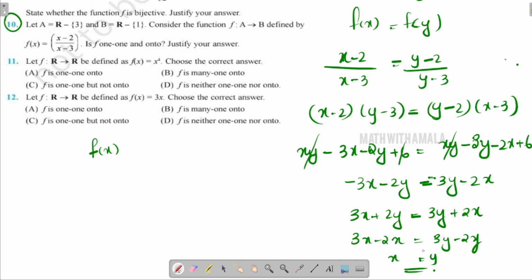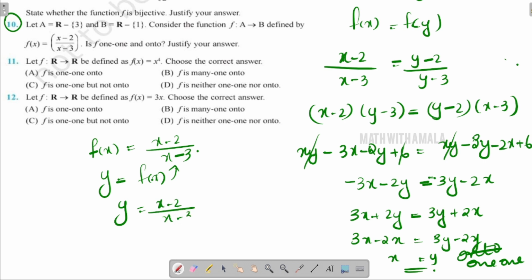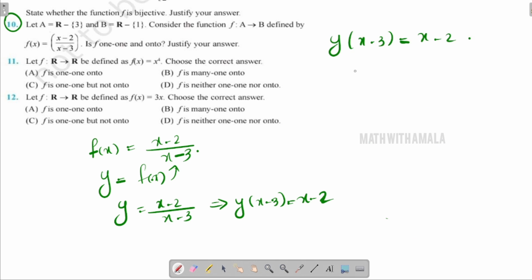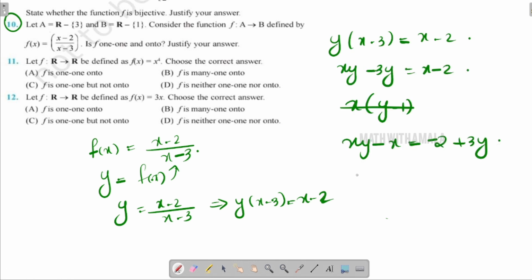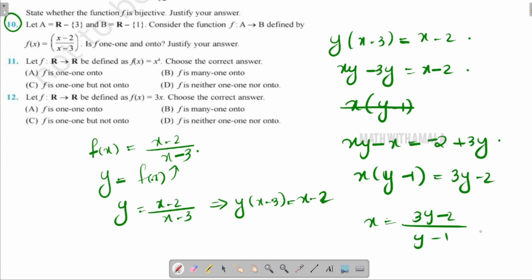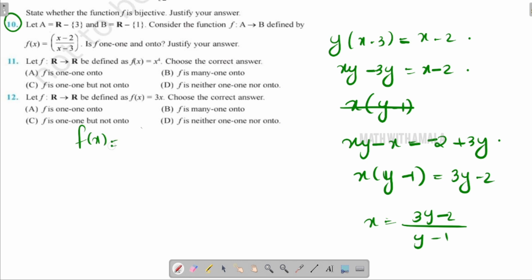Now you can check the ontoness. Let's take f of x is equal to (x minus 2) divided by (x minus 3). Then y is equal to this f of x. So y can be written like (x minus 2) by (x minus 3). This implies y times (x minus 3) is equal to x minus 2. That is xy minus 3y is equal to x minus 2. Here you can write xy minus x is equal to minus 2 plus 3y. By grouping x terms and y terms together, you will get x times (y minus 1) is equal to 3y minus 2. That is x equal to (3y minus 2) divided by (y minus 1).